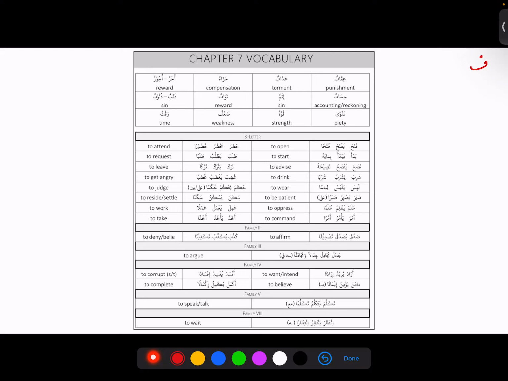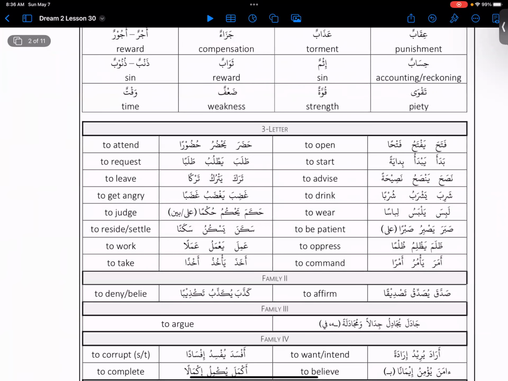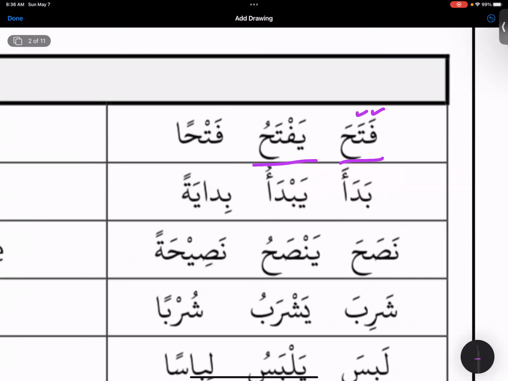Okay, so now look over here. We are going to look at this chart, and I'm going to explain a bit why sometimes madi is going to look different. When we say fataha, and when we are converting into fi'l mudari', it will become yaftahu. Fataha, yaftahu. So what do you guys notice? That the three root letters are fa, ta, and ha, right? And when we are converting it into mudari', what is happening? The first root letter is fa, the second root letter is ta, and the third root letter is ha, right? So in mudari', the last root letter will always have the damma on it, no change.